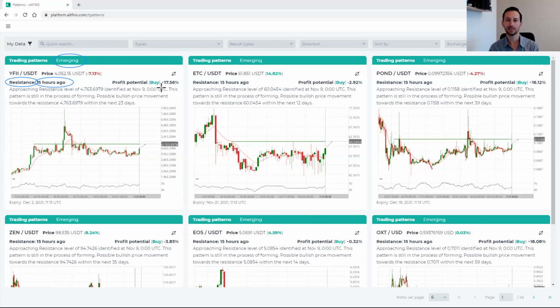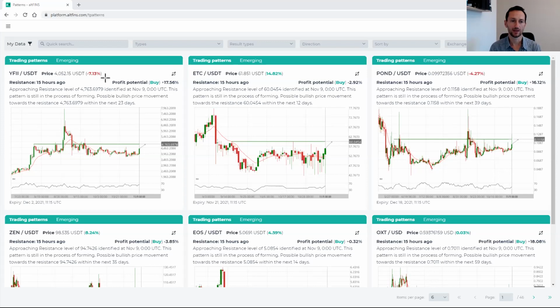And these daily patterns are updated shortly after midnight. So after each day's close, meaning each candle close, we scan the coins and we update the patterns and we'll publish them right here. And so these were published 15 hours ago. Now that doesn't mean they're old, they're still very much valid. But it just tells you that they were published 15 hours ago.